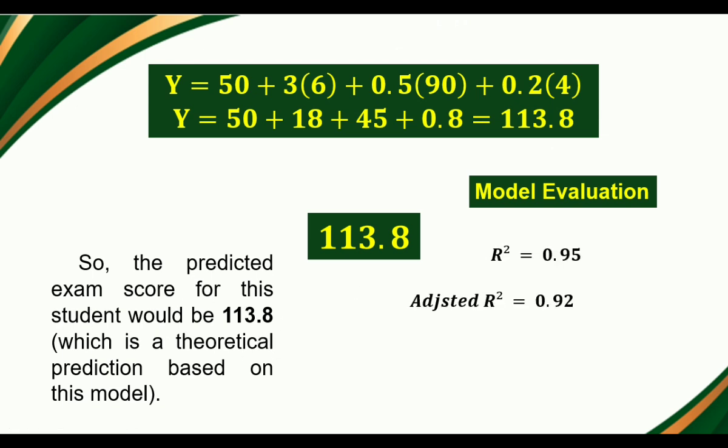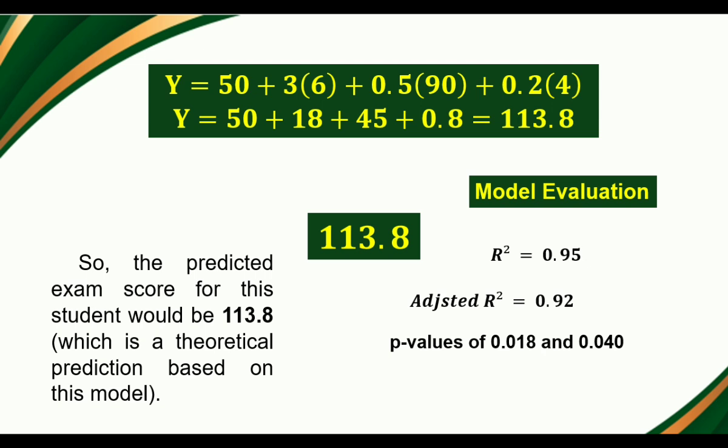And the r squared is equal to 0.95, which means that 95% of the variability in the exam scores is explained by the model. Our adjusted r squared is 0.92, which indicates a good model. Our p-values for hours of study and attendance are 0.018 and 0.040, while extracurricular activity is not statistically significant because its p-value is equal to 0.16.